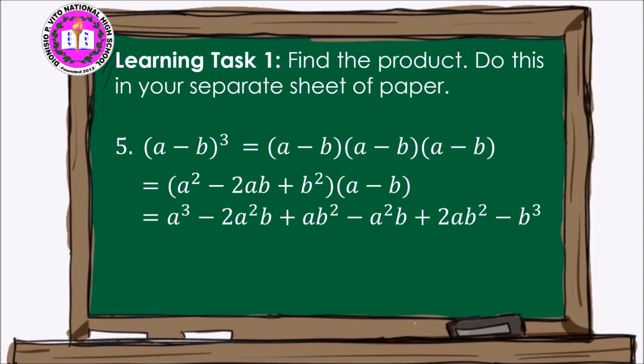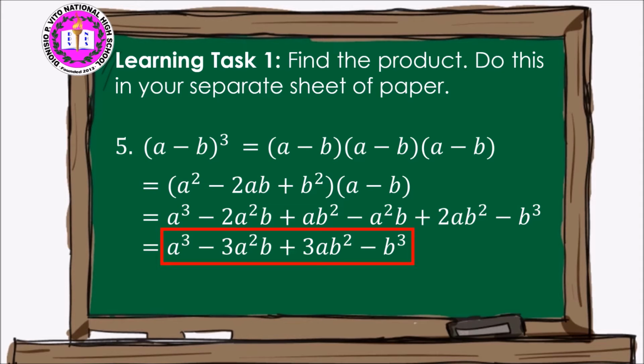Then we have a squared times negative b is equal to negative a squared b. Negative 2ab times negative b is equal to positive 2ab squared. Positive b squared times negative b is equal to negative b cubed. Combining like terms, we have a cubed minus 2a squared b plus negative a squared b is equal to negative 3a squared b. Positive ab squared plus 2ab squared is equal to positive 3ab squared. Then minus b cubed. Therefore, we have a cubed minus 3a squared b plus 3ab squared minus b cubed.